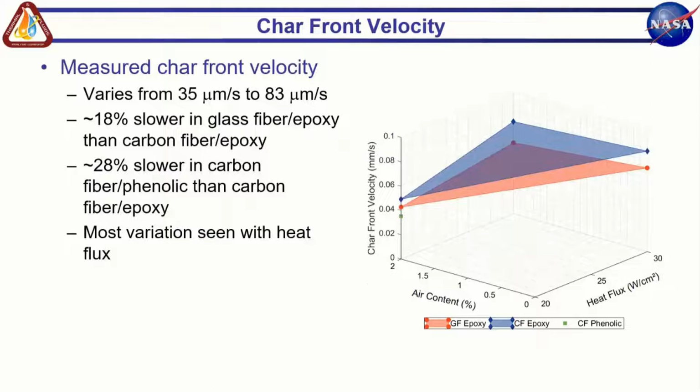So we can look at just the char front velocity for each of these materials and conditions. The glass fiber epoxy chars about 18% slower than the carbon fiber epoxy, and the carbon fiber phenolic chars about 28% slower than the carbon fiber epoxy.